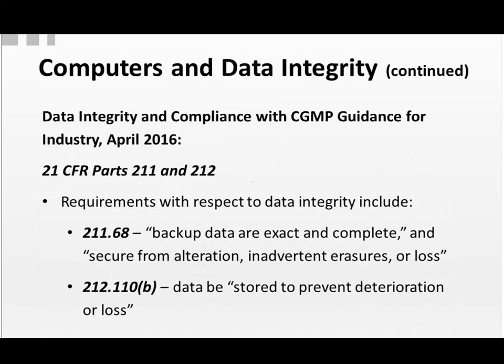And the data integrity and compliance with CGMP guidance for industry, April 2016, states 21 CFR Parts 11 to 12. The requirements that relate to data integrity mean that you must have backup data that's exact and complete. It must be secure from any type of alteration, inadvertent erasure, or loss. And data must be stored to prevent deterioration or loss. This applies, again, to both paper records and electronic records.